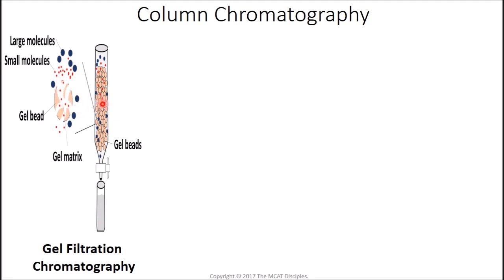As soon as they get out, they get into another bead. So they can spend a lot of time going left and right instead of up and down. So they take longer to get through the column. That is what gel filtration chromatography does. It allows you to separate on the basis of size.